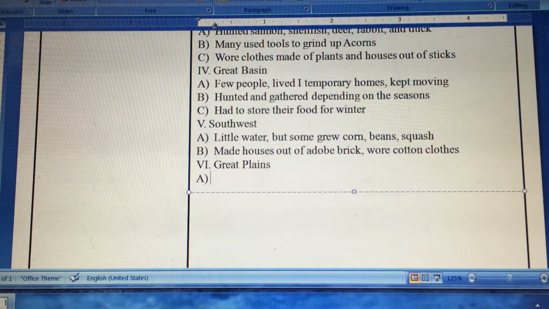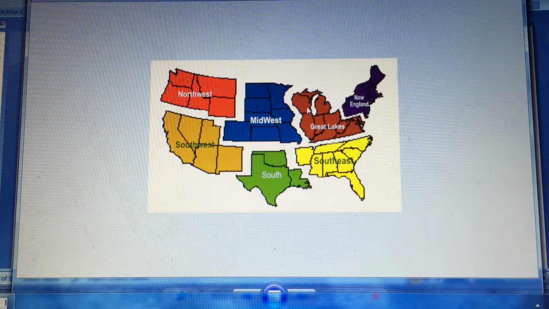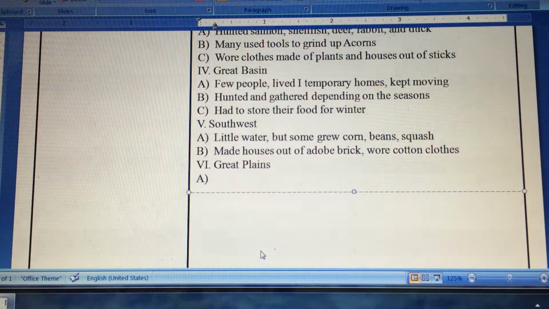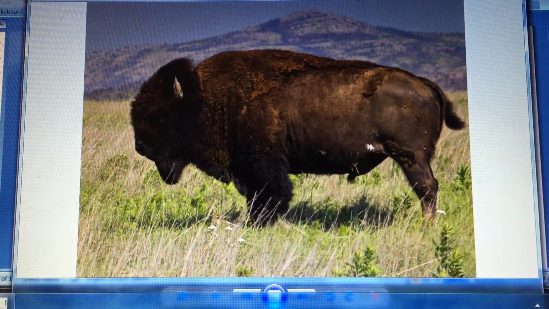So what is important about the Great Plains? Let's first show you where the Great Plains are. That's going to be kind of all this area here. Okay? Great Plains, which was a giant grassland. And what would live in the big grasslands? Bison. And I know that I've shown you pictures of the great American bison here, sometimes known as the buffalo. And the Great Plains Indians hunted these guys.